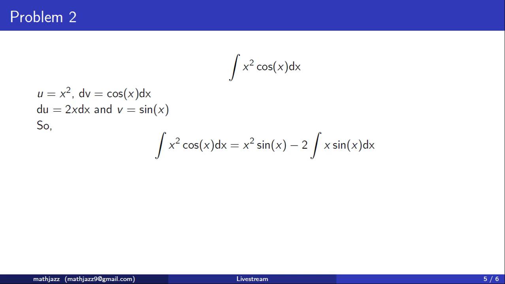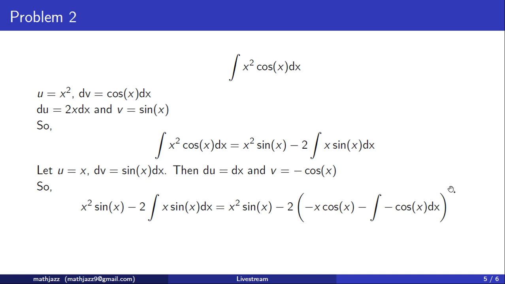Doing that and plugging into our formula, we get the -2 times the integral from line 2 becomes -2 times negative x cosine of x minus the integral of negative cosine x dx. We remember that x squared sine x carries down from the second equation to the third equation.